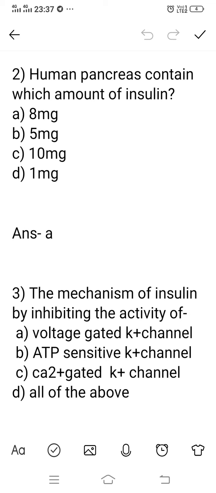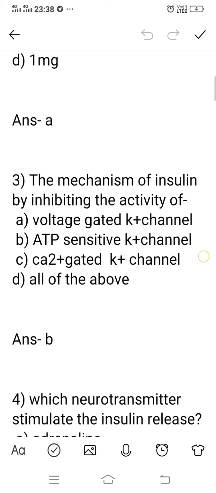Now we convert the milligram to unit. 1 milligram equals 28 units. So 8 milligrams equals 220 units. Means the human pancreas contains 8 milligrams, equal to 220 units of insulin. Option A is the right answer.